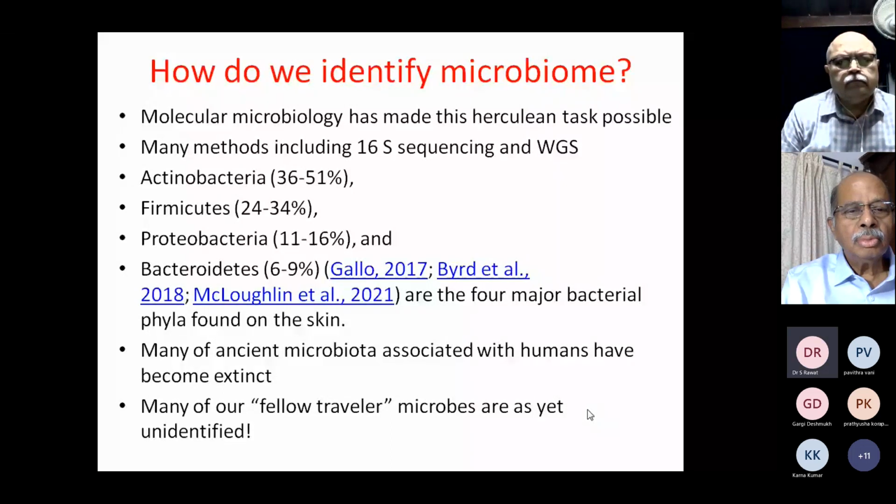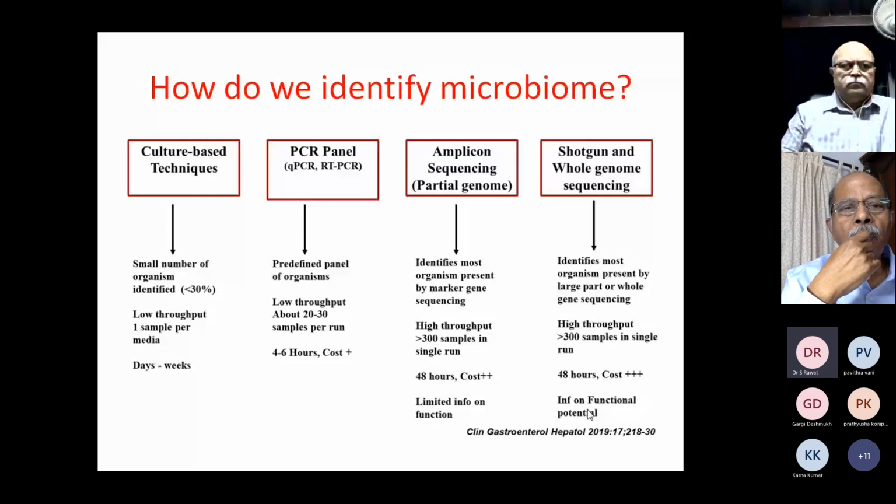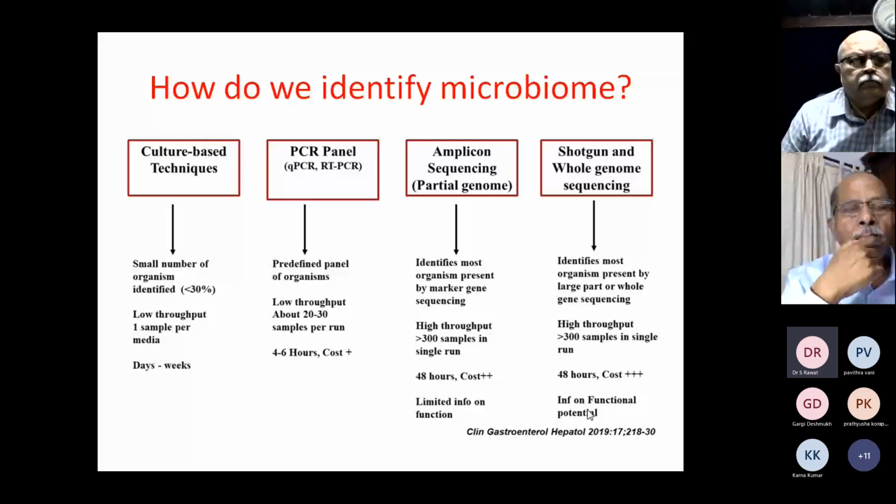Then it has also been suggested that many microbiota associated with humans have become extinct with the changing lifestyles of humans. And even some of these microbiomes are yet to be identified. Let us quickly see how we can do this. There are various methods. First one is the culture-based method. We all know that bacteria have been cultured since the times of Robert Koch, and it is a low-throughput method, because one sample can be done on one medium, so many media will be required, and so much incubation time will be required.